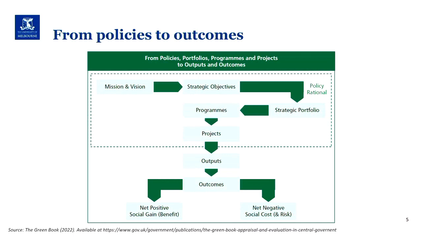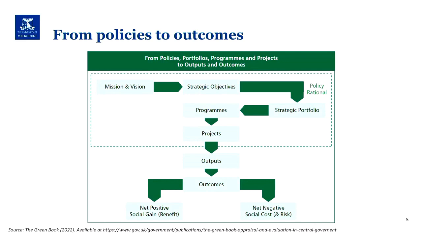Something that I want to start with is the relationship between policies, portfolios, programs, projects, and outputs and outcomes that is included in the Green Book. So this is one of the first figures that you have there. And the idea is that the Green Book can be applied to anything. It could be policies, portfolios, programs, or projects. So it is general information about all those scopes.